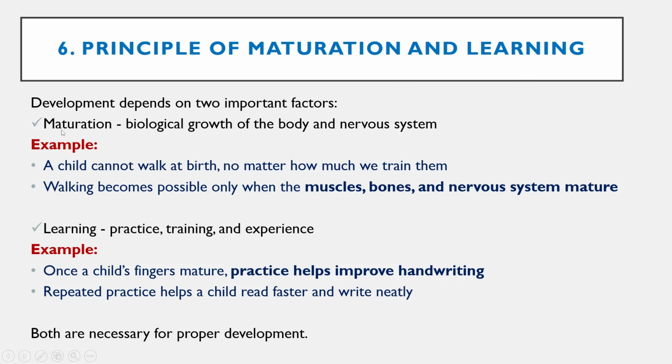What is maturation? Maturation refers to biological growth of the body and nervous system. For example, a child cannot walk at birth no matter how much we train them. Walking becomes possible only when the muscles, bones, and nervous system mature. And the learning involves practice, training, and experience. For example, once a child's fingers mature, practice helps improve handwriting. Repeated practice helps a child read faster and write neatly. So both are important.